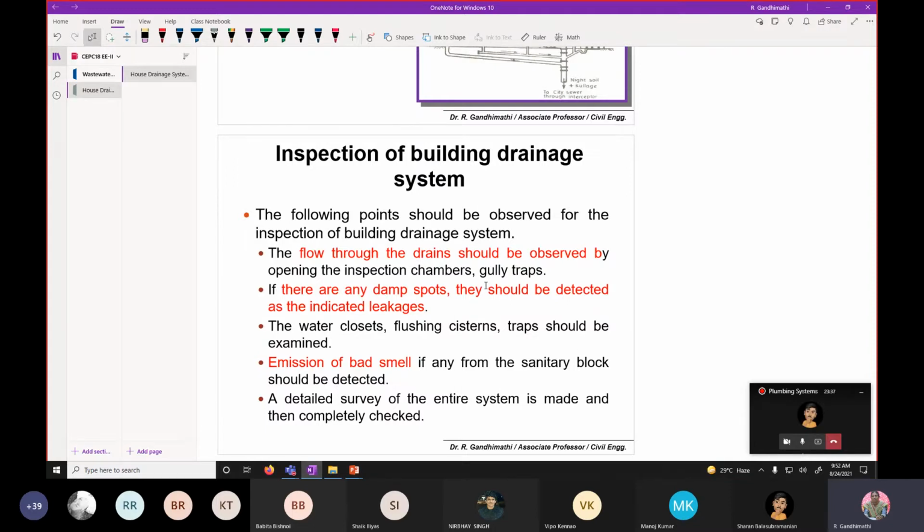Emission of bad smell, if any, from the sanitary block should be detected. It is the responsibility of the individual persons. For example, if you are the homeowner, you should do all those things. If you detect any leakages, for rectifying you can call the people. Otherwise, you should know how to do these operations. And then a detailed survey of the entire system is made and completely checked.